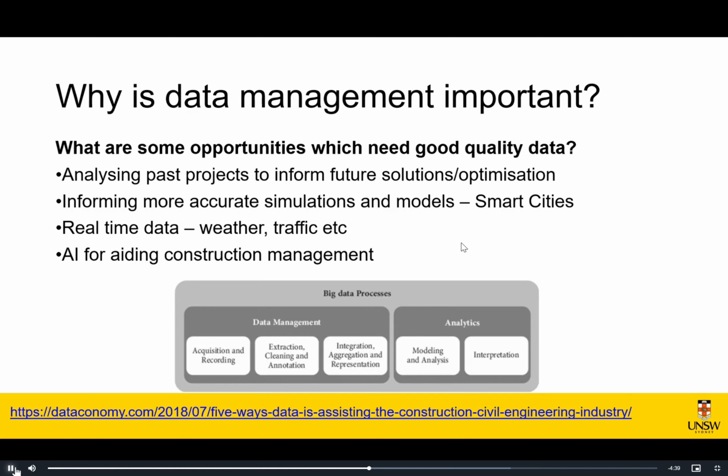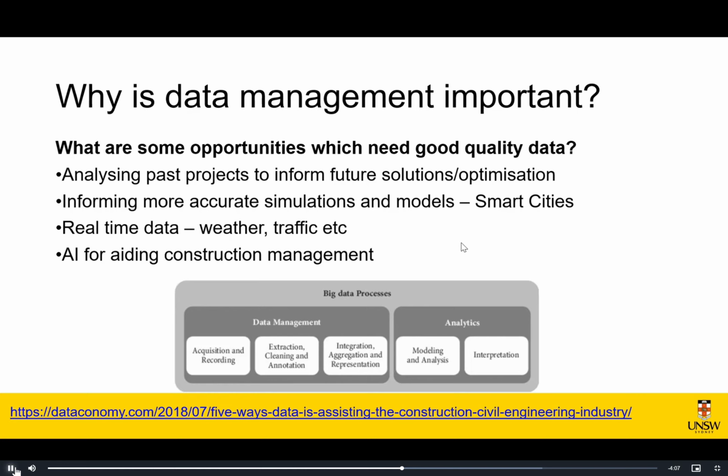you really need to have good quality data on the past projects so you can better inform future solutions and optimizations. If you want to use data to have more accurate simulations and models, so these are really important for the concepts relating to smart cities. You need to be confident that the data on which you're basing these models is reliable and that it's actually measuring what you think it's measuring.